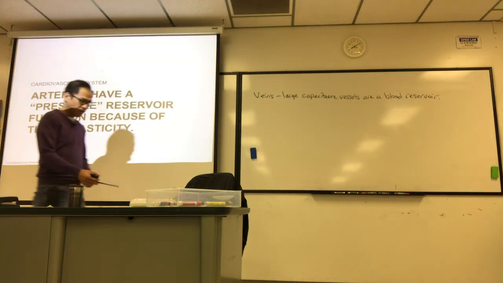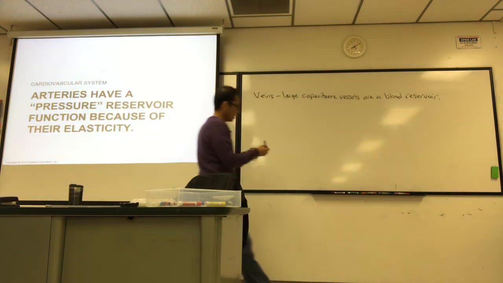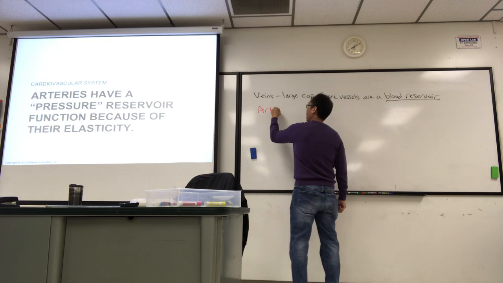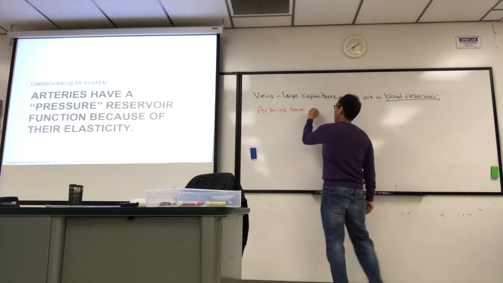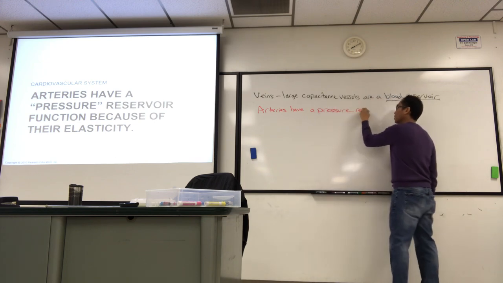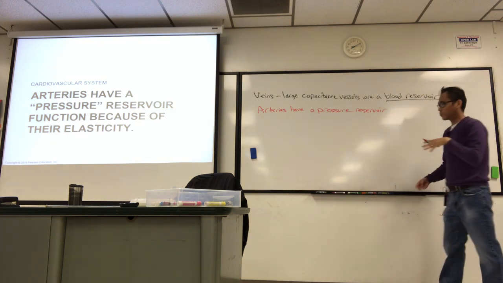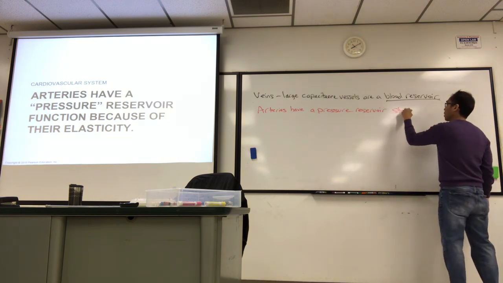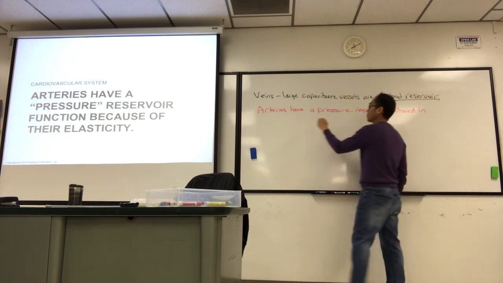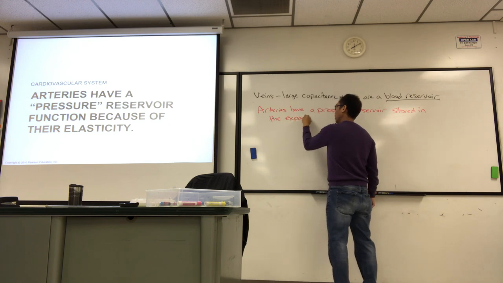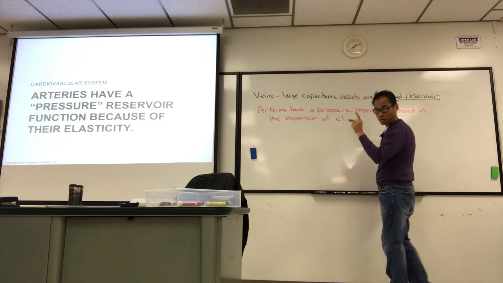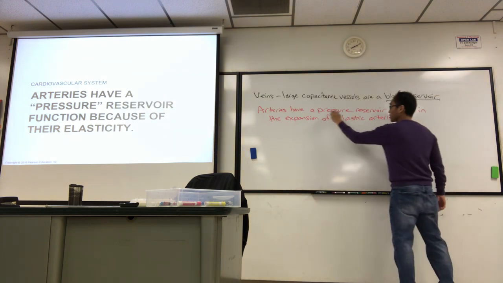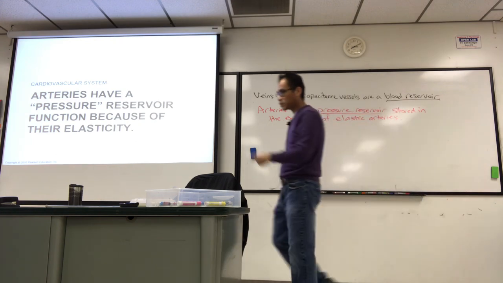So let me put that about veins. Veins have a blood reservoir, because people always confuse blood reservoir for the pressure reservoir. Arteries have a pressure reservoir. It's basically the pressure stored in the expansion of elastic arteries. Those are the ones closest to the heart. Don't confuse blood reservoir and pressure reservoir. So that's shown on this slide.